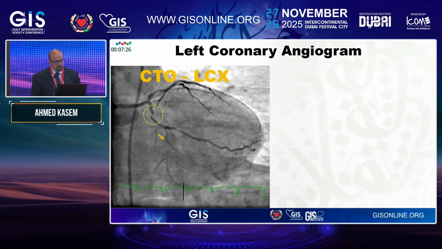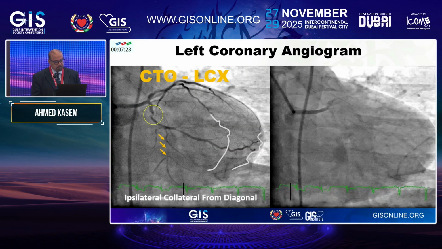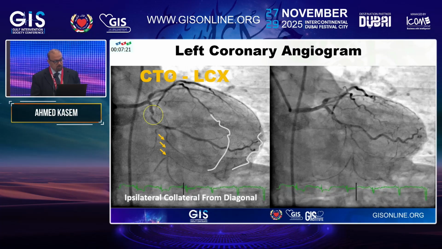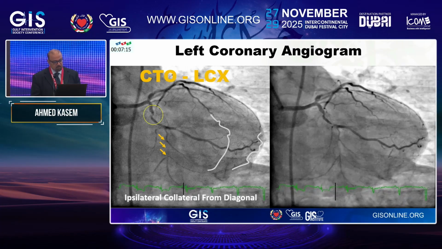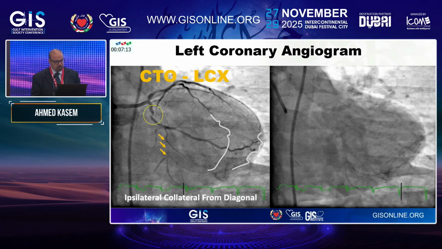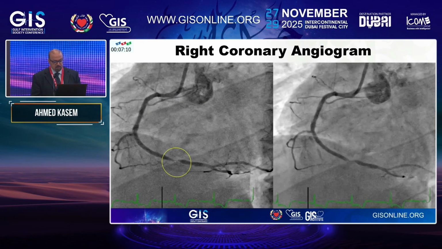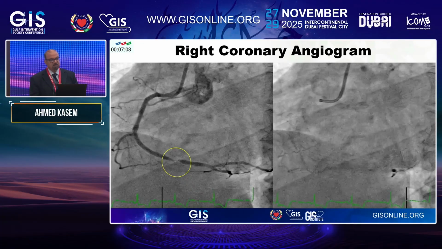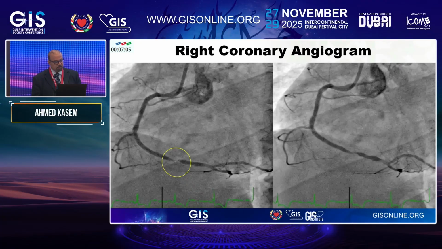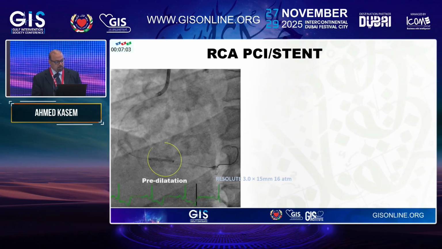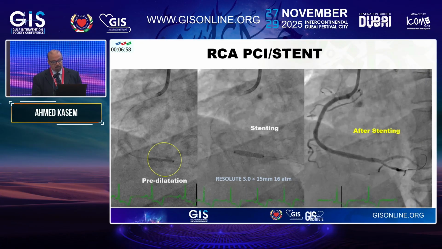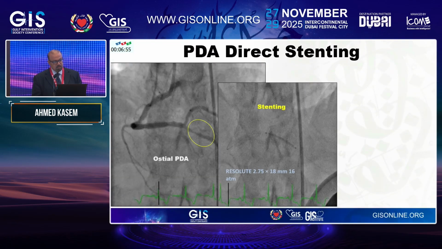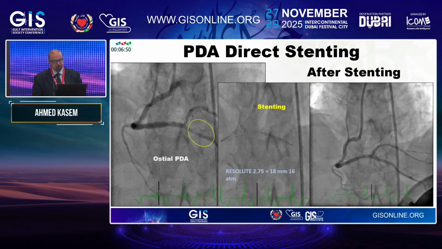We take the patient to the cath lab, showing there's a CTO in the mid LCX, and the proximal lesion is very tight to the CTO segment, with ipsilateral collaterals from the diagonal branch and LAD branch. And this is the LCX, a very tight lesion. So we consider this the culprit for the presentation of this patient, a very tight RCA. I did the RCA predilatation, then stenting 3x15, and then the PDA also had a lesion, so we deployed a stent in the PDA.